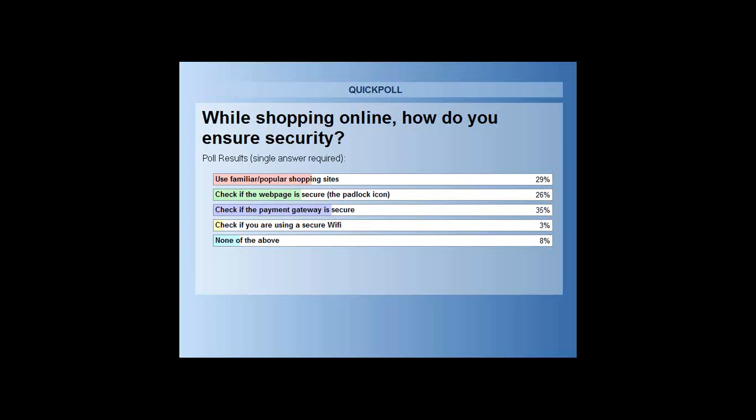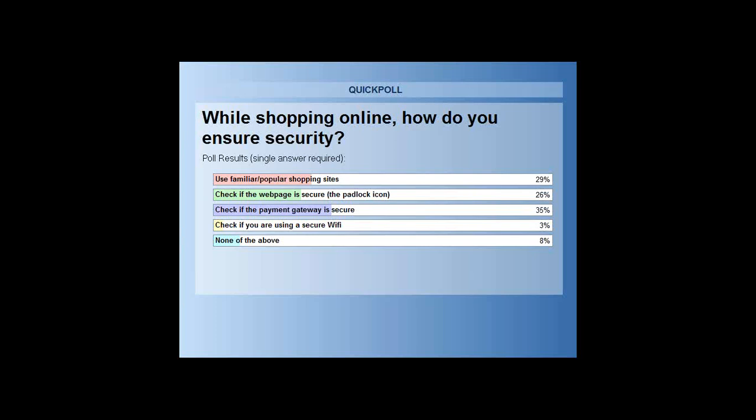3% of today's audience think that you should check if you're using a secure Wi-Fi or not. Well, if you're doing transactions over Wi-Fi, and if it's not a secure Wi-Fi, which means that the Wi-Fi does not ask you for a username and password, then you should avoid using such kind of Wi-Fi, because potentially that's very dangerous, and hackers can steal information from you.